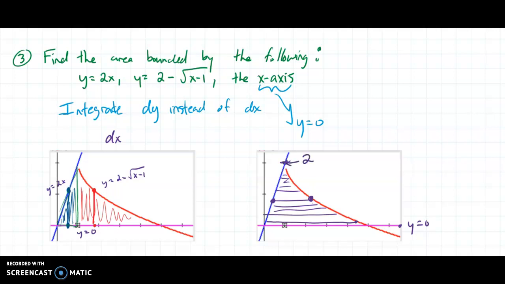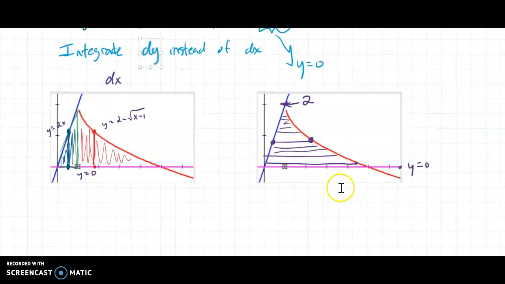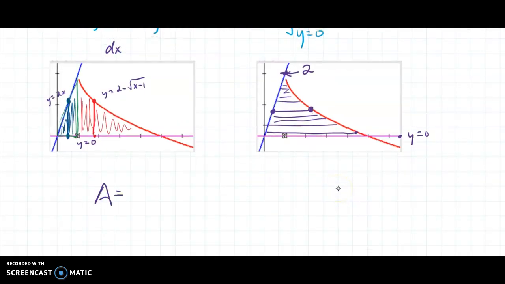I would go to 2. So I would start at y equals 0 and go to y equals 2. Those become my bounds. So if my bounds are y's, then I'm integrating with respect to y. So in this case, it becomes possible and easier, because I only have to do one integral, to integrate with respect to y. So let's do area equals the integral from 0 to 2 dy.